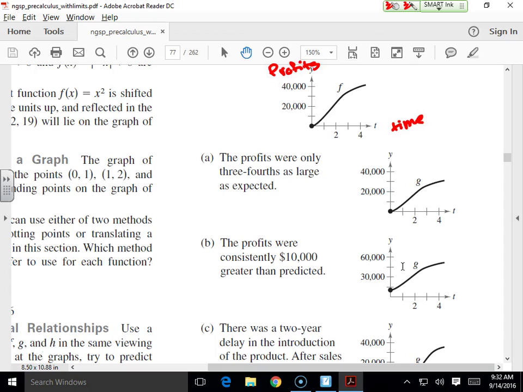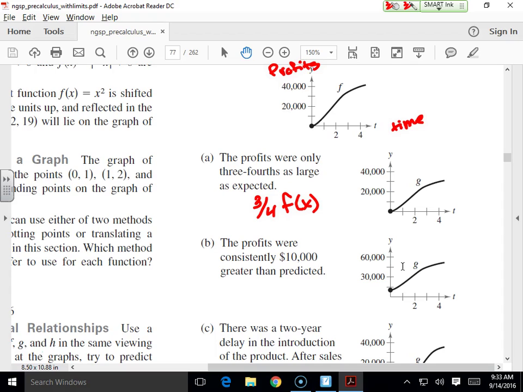So if it's profits being multiplied by 3/4, that's going to be a vertical dilation by 3/4, which means, isn't that going to be something to the effect of 3/4 on the outside of my function f of x? Right? So on the outside, because it's vertical, and we can see it's a vertical shrink by how much, and they told us 3/4. Then letter B, okay, that's different.